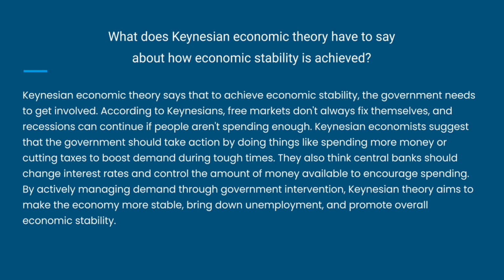They also think central banks should change interest rates and control the amount of money available to encourage spending, actively managing demand through government intervention. Keynesian theory aims to make the economy more stable, bring down unemployment, and promote overall economic stability.